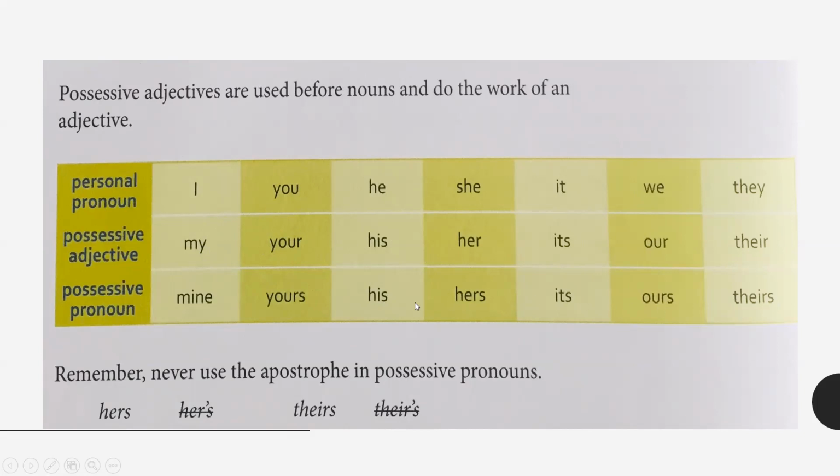You can see we are adding s everywhere at the end, okay? Remember, never use the apostrophe in possessive pronouns. Now see here, possessive pronoun yours, Y-O-U-R-S. Don't put an apostrophe, it is wrong. Hers, H-E-R-S. Don't put an apostrophe. Apostrophe is not allowed. See here, hers, this is correct. But H-E-R apostrophe S is wrong. T-H-E-I-R-S, theirs is correct. But if you put an apostrophe after T-H-E-I-R, it is wrong. So this point you should remember. Don't use apostrophe in possessive pronouns. Let's proceed further.